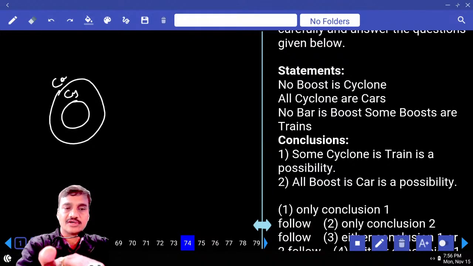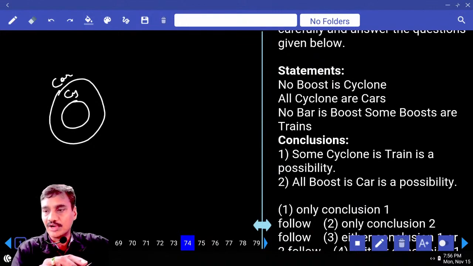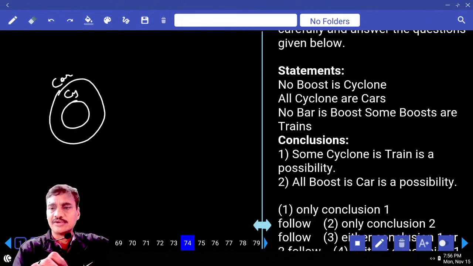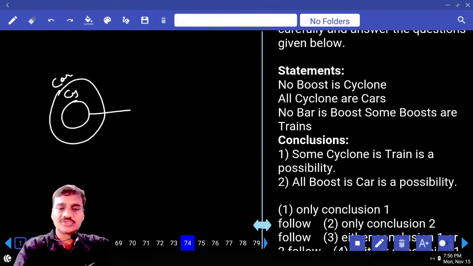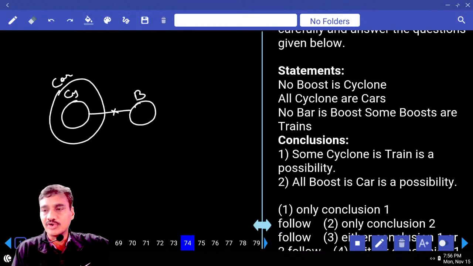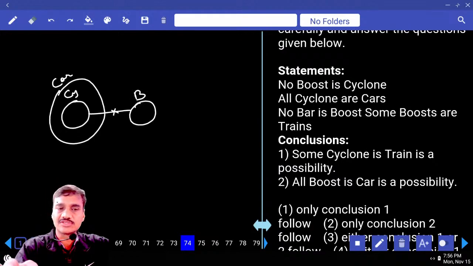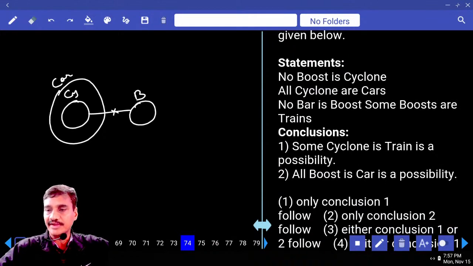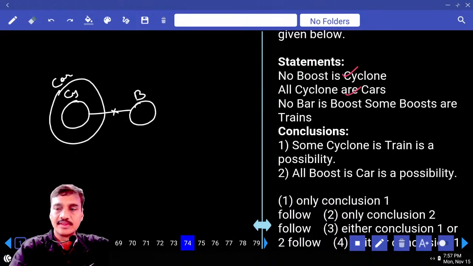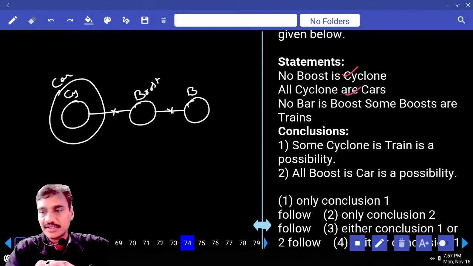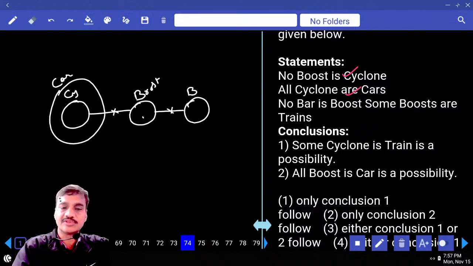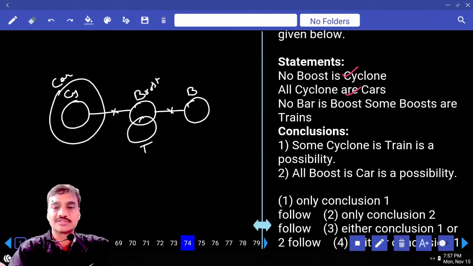All cyclones are cars, and no bar is boost. Some boosts are trains. No boost is cyclone. No boost is cyclone means intersection between boost and cyclone should not be. No boost is a cyclone. All these cyclones are what? All cyclones are cars, and no boost is a cyclone. And next one, no bar is a boost. Now this is a boost. No bar is a boost means no intersection between bar and a boost. This is a bar. And some boosts are trains. Some of the boosts are trains. Boost and train must be like this.